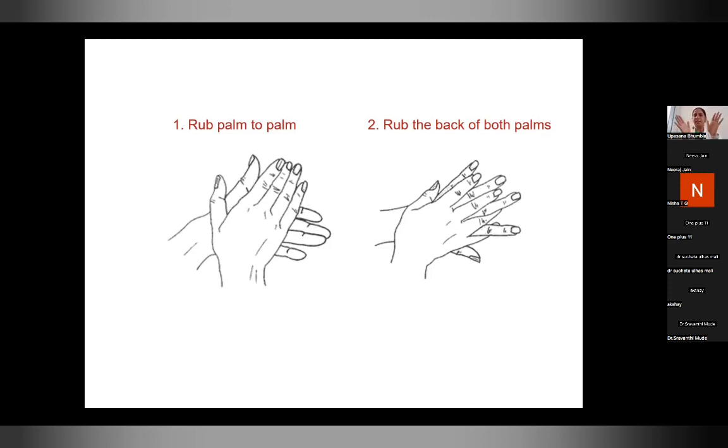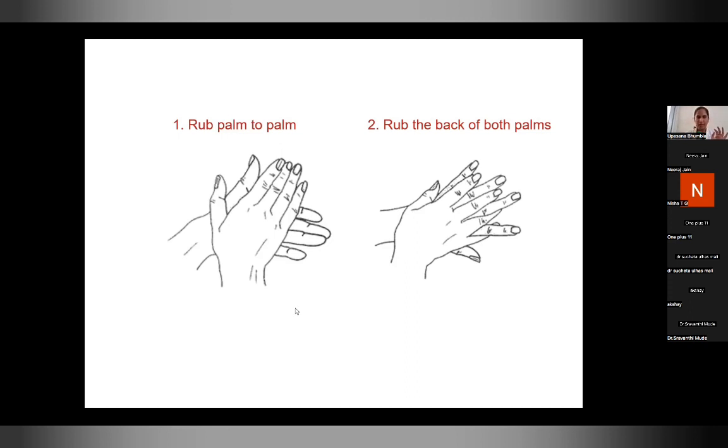Moving on to the next step, dorsum of one hand over the other and dorsum of other hand over the first one. So doing it at both the sides. So rub the back of both palms one by one. That forms your second step, right?